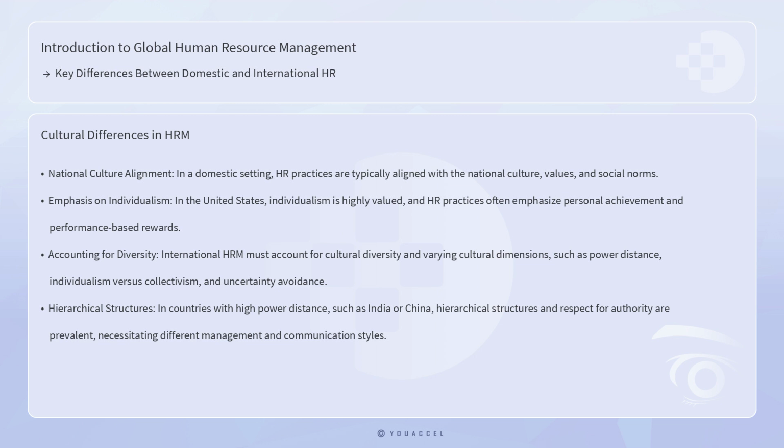In contrast, international HRM must account for cultural diversity and varying cultural dimensions, such as power distance, individualism versus collectivism, and uncertainty avoidance. For example, in countries with high power distance, such as India or China, hierarchical structures and respect for authority are prevalent, necessitating different management and communication styles compared to more egalitarian cultures like Sweden or Denmark.